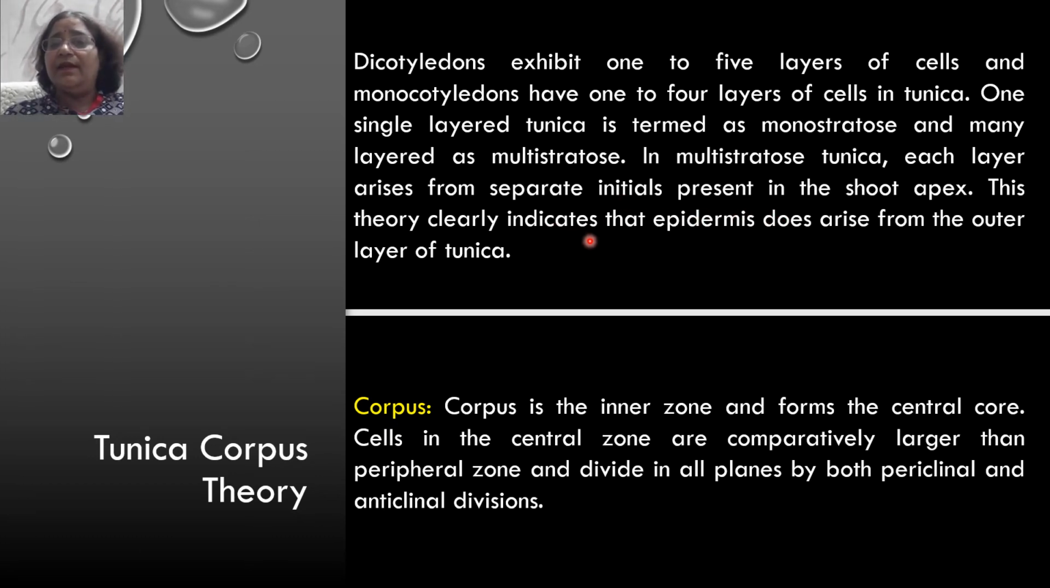This theory clearly indicates that epidermis does arise from the outer layer of tunica. So the epidermis arises from the outer layer of the tunica. Corpus is the inner zone and forms the central core. Cells in the central zone are comparatively larger than the peripheral zone and divide in all planes by both periclinal and anticlinal divisions.